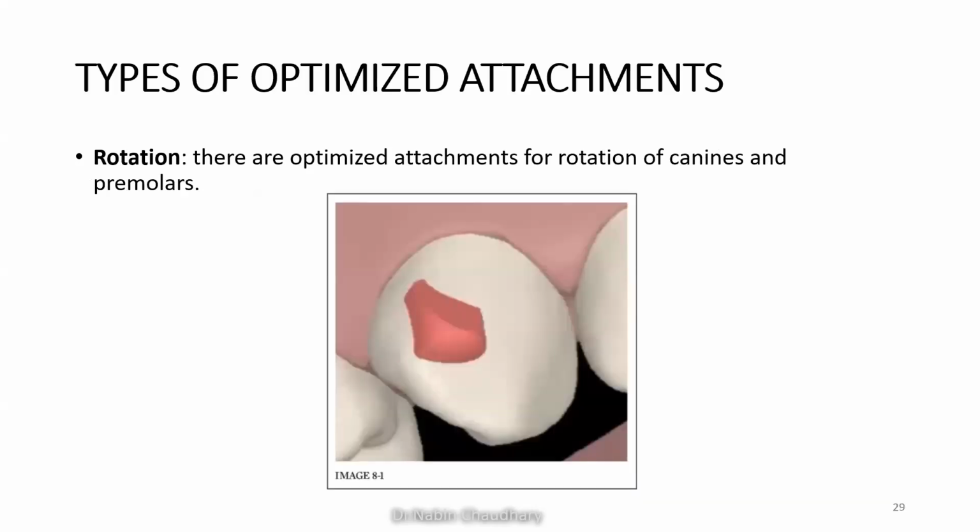So there are various types of optimized attachments. The first one is the rotation attachment. The rotation attachment is generally used for the correction of the rotation of the canine and the premolar. For example, in this case, the canine is medially rotated, so the attachment is placed on the distal aspect of the canine, and also since the root is medially tipped, this attachment will help us to tip the root of this canine distally, and also rotate the canine distopalatally.